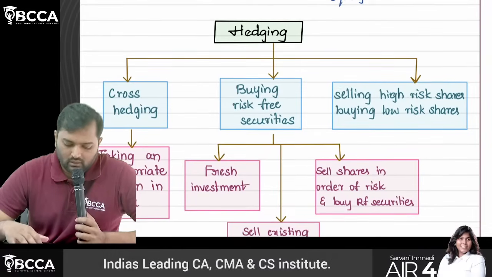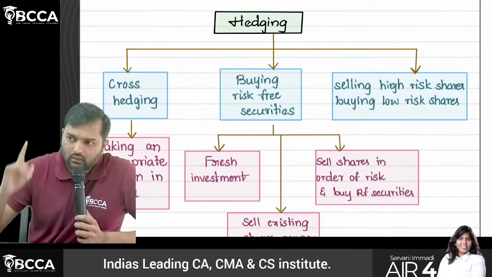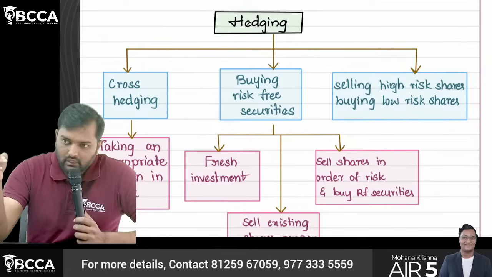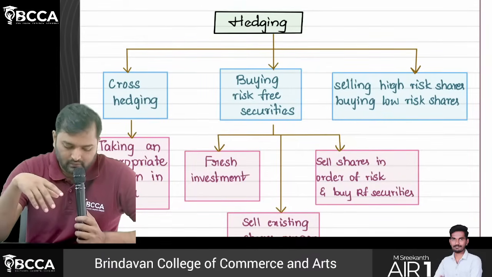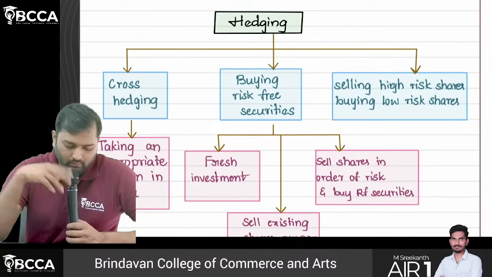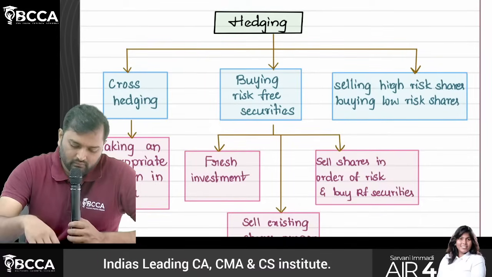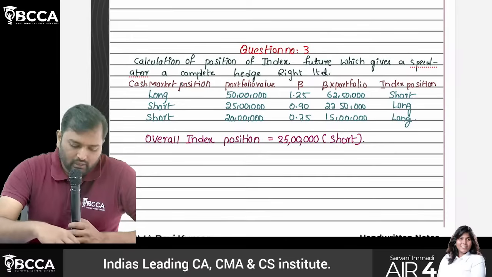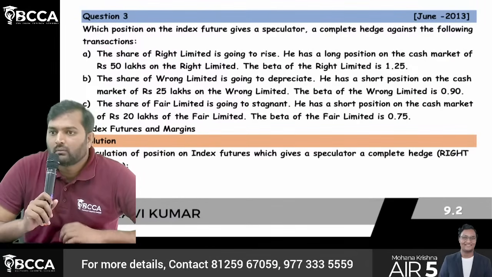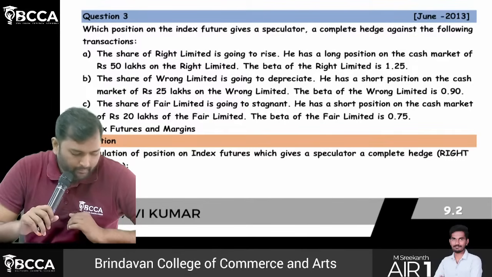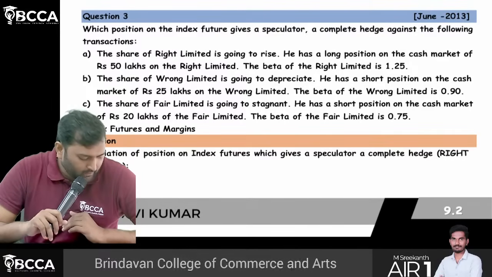Hedging in futures. So there are 3 categories: cross hedging, buying risk-free securities, and selling high risk shares and buying low risk shares. Cross hedging, taking an appropriate position in index. See question number 3. Question number 3 is for taking an appropriate position.